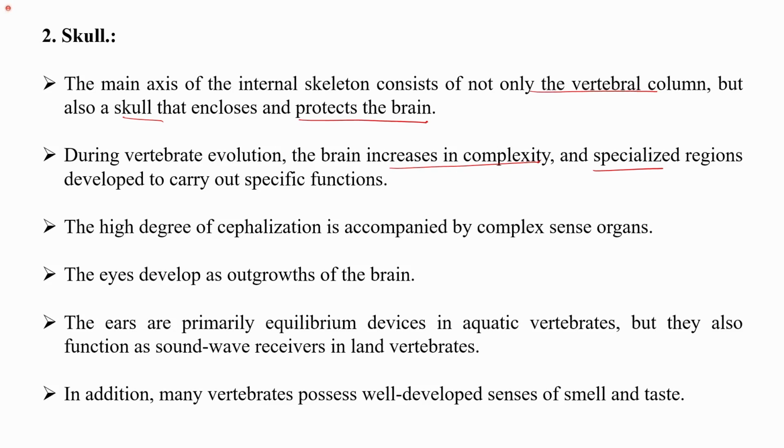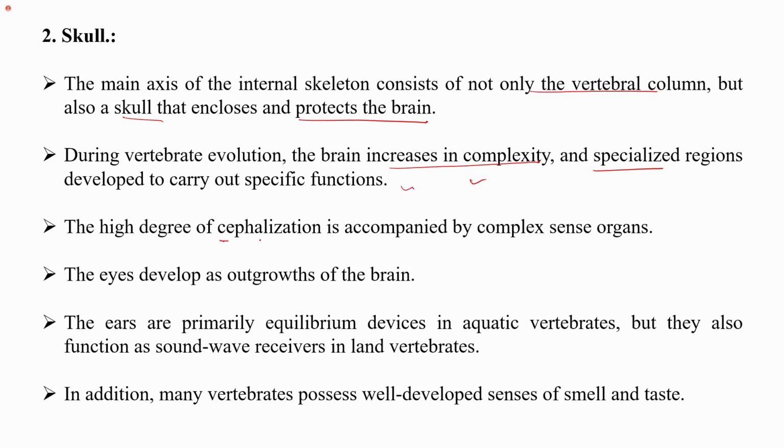Different regions are modified or developed to carry out specific functions. For example, our visual sensation is through the occipital region, which is a different region than the forebrain. Therefore, different regions in the brain are specialized to carry out specific functions. And during vertebrate evolution, the brain increases in complexity and specialized regions develop to carry out these specific functions.